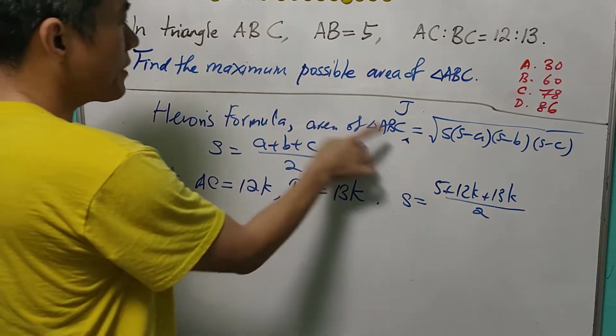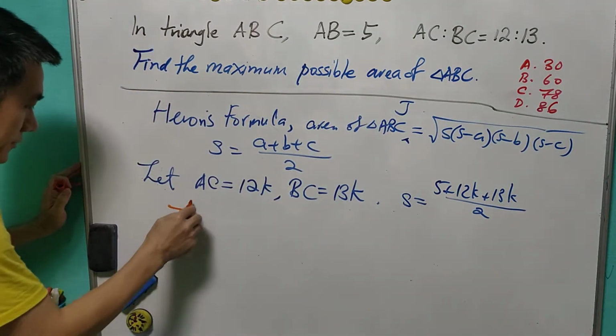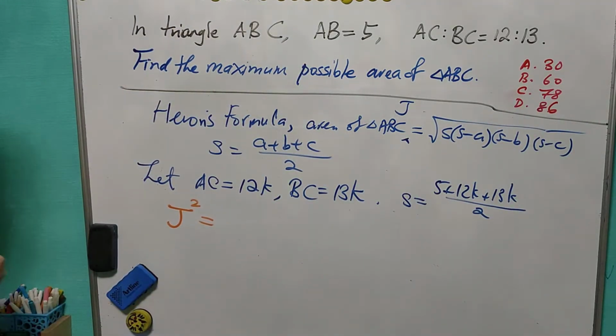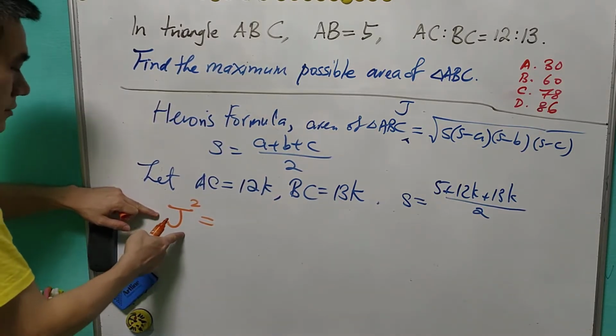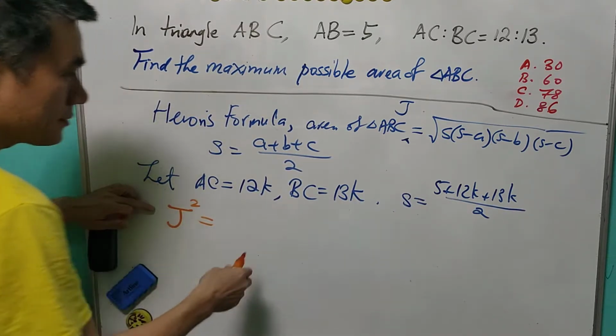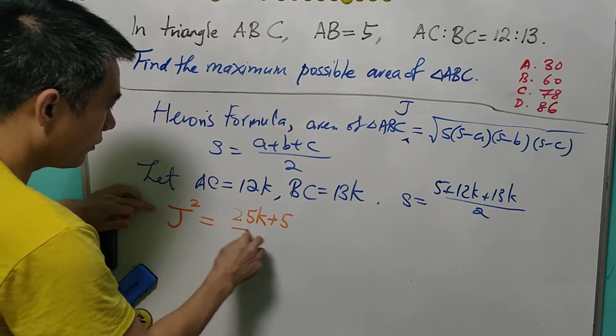In order to find the maximum possible of J, we will consider J squared so that I can get rid of the square root. Now, if J squared is maximum, so is J, so now we just focus on what is the maximum of J squared first. So it will be equal to S, that is equal to 25K plus 5 over 2.